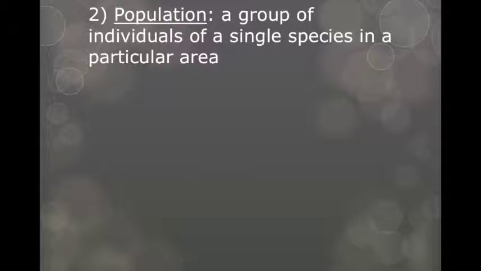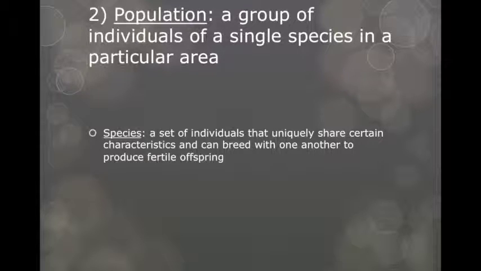The next level of study within ecology is population. A population is a group of individuals of a single species in a particular area. And it's important here, since we use the term species within this definition, to actually define that word species. A species is a set of individuals that uniquely share certain characteristics and can breed with one another to produce fertile offspring.